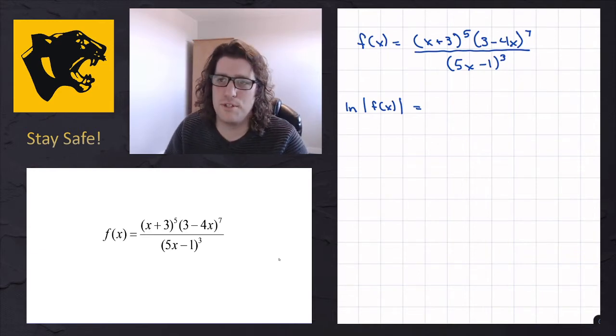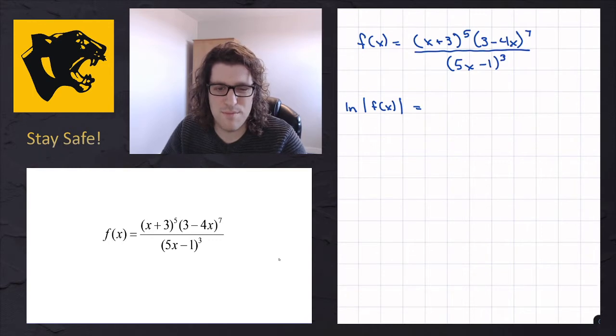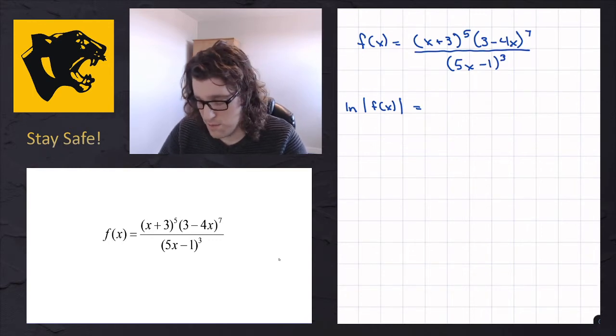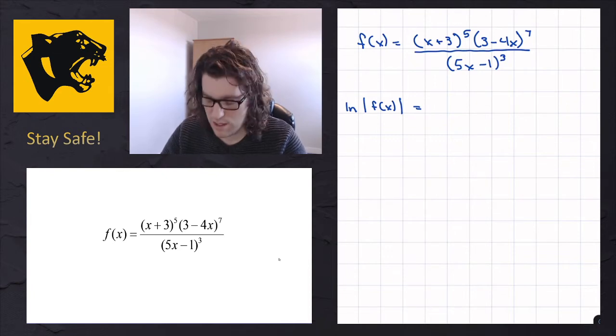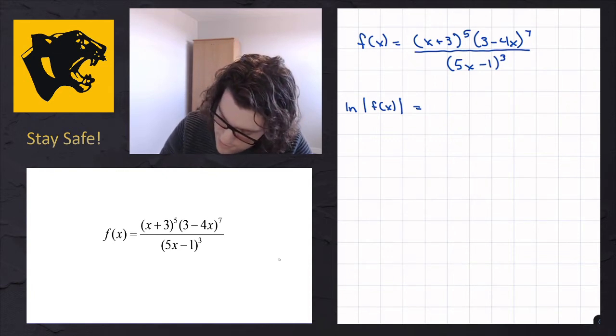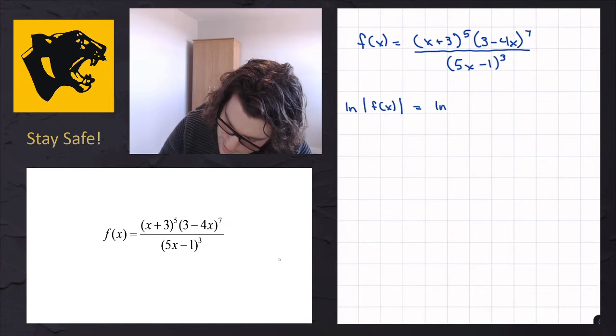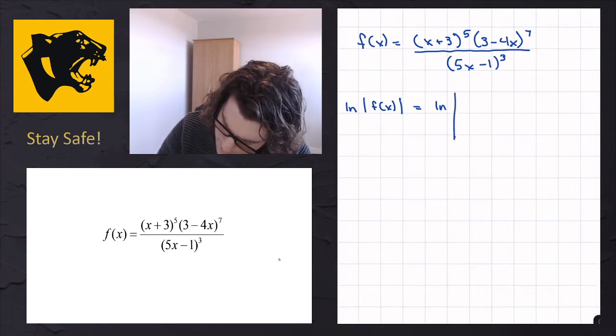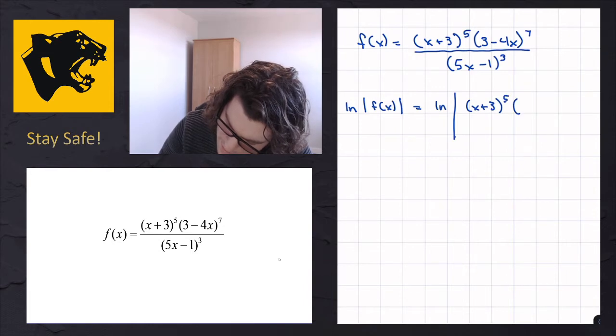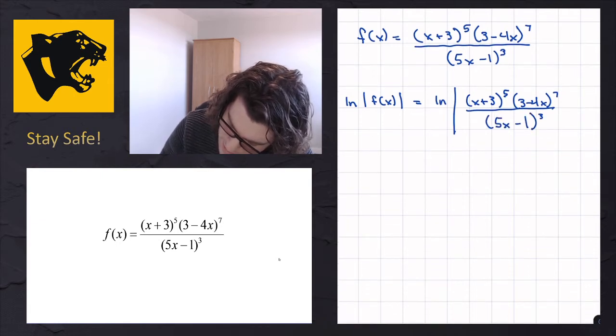Because the original two expressions on either side of my equation are equal to begin with, if I place them inside an absolute value, it of course doesn't change the fact that they are equal to each other. So I'm going to have a big absolute value there: x plus 3 to the power of 5, 3 minus 4x to the power of 7, all over 5 minus 1 to the power of 3.